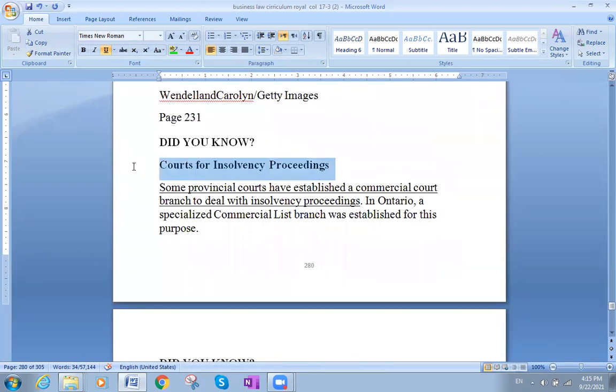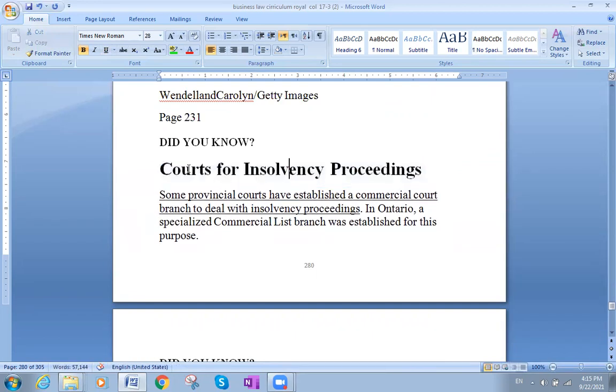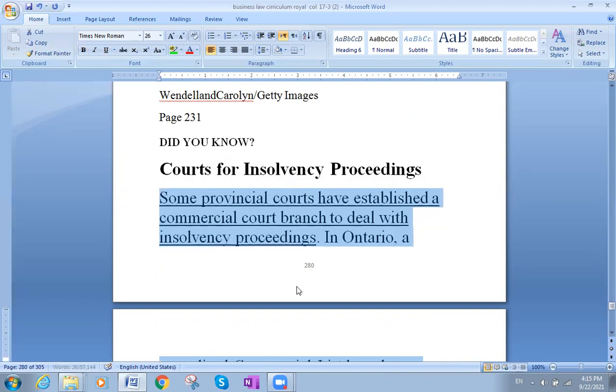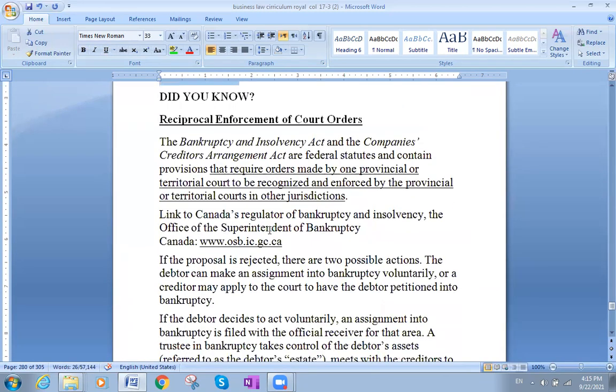What are the courts? In the United States, they have courts only for bankruptcy. But here, no. The position in Canada is different. Some provincial courts have established a commercial court branch to deal with insolvency proceedings. In Ontario, a specialized commercial list branch was established for this purpose. So we don't have a special court for bankruptcy in Canada.